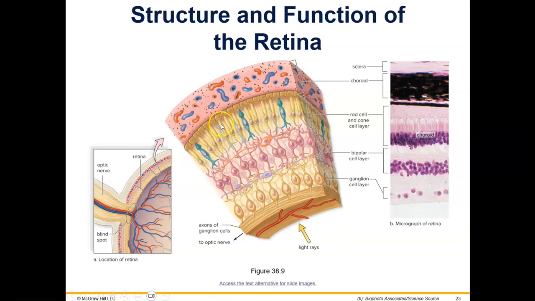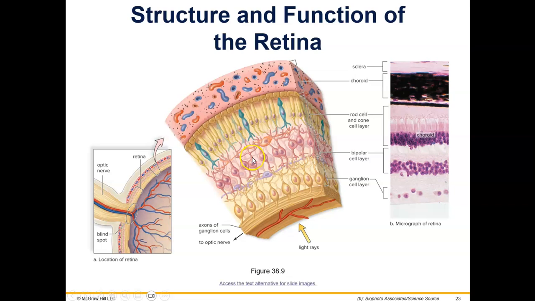the first photoreceptors that are going to detect the light that comes in are the rods and the cones. Just remember, the rod cells are for black and white vision, and the cone cells are for color vision and fine detail. They contain the pigment rhodopsin, and they are the sensory receptors for light, called photoreceptors.